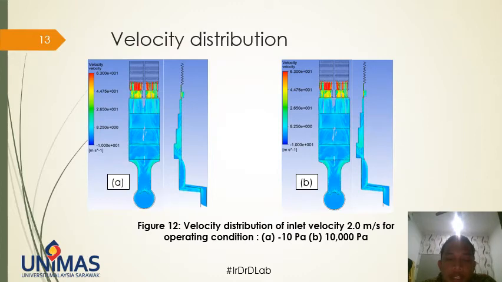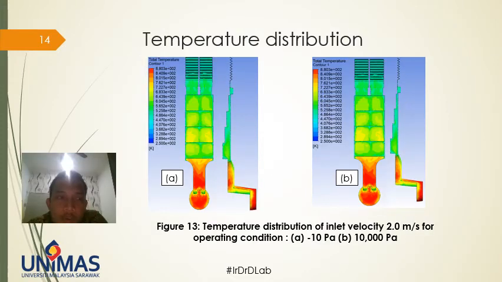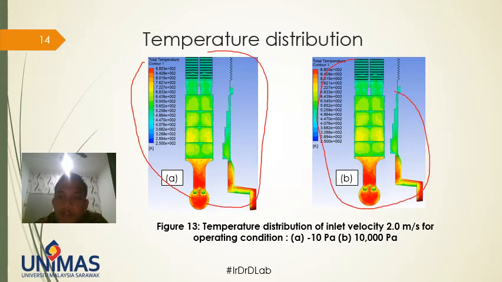The next figure shows the effect of modification of operating condition towards the velocity distribution of molten metal and the temperature distribution. The result shows that no significant changes are created by changing the operating condition for velocity distribution, and the same goes for the temperature distribution. No significant changes are noticed from the modification of operating condition, as you can see here from figure 13a and figure 13b.